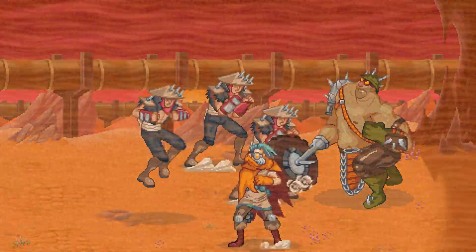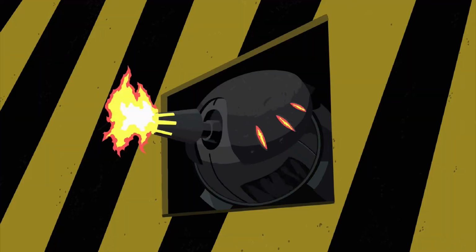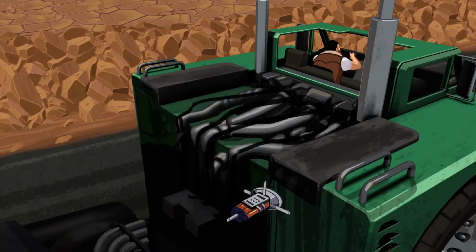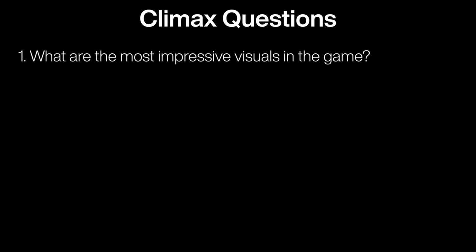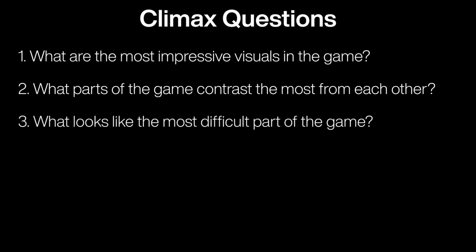Finally, this is the fun part where the trailer can be a little bit all over the place with its variety of gameplay scenarios, level types, enemies, boss battles, and the biggest and flashiest visuals. Questions for the climax. What are the most impressive visuals in the game? What parts of the game contrast the most from each other? What looks like the most difficult part of the game?